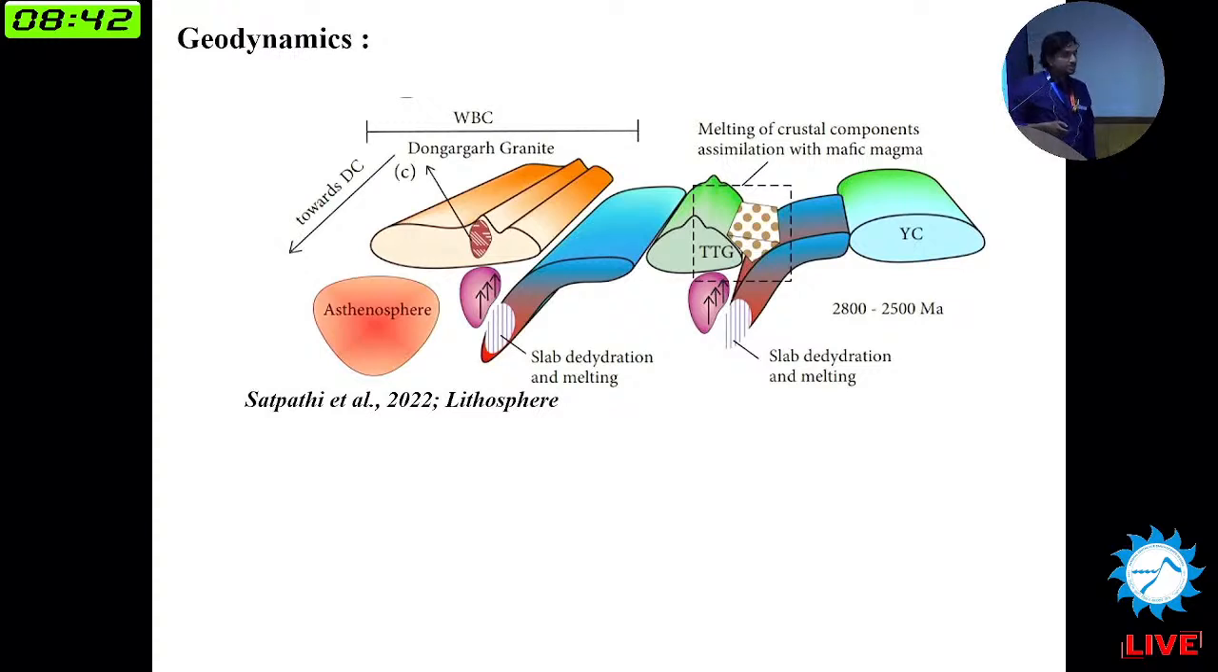They suggested that during 2.8 to 2.5 billion years, there was a subduction of oceanic plate beneath the eastern part of the Bastar Craton, and it metasomatized the lithospheric mantle. And this metasomatized lithospheric mantle might be the possible source for the generation of the 2.5 billion year lamprophyre.